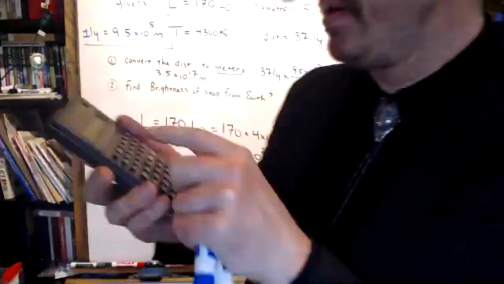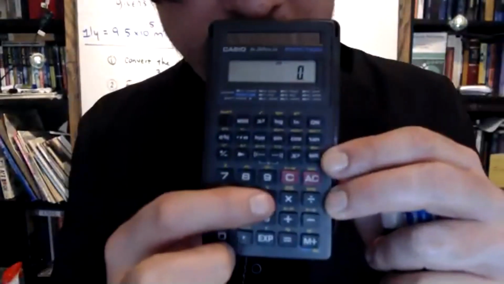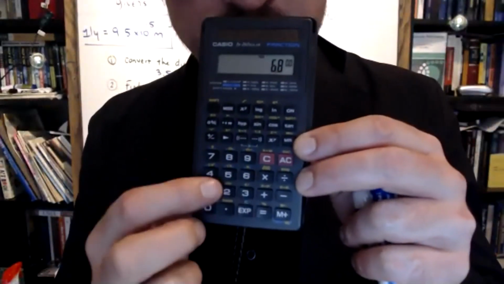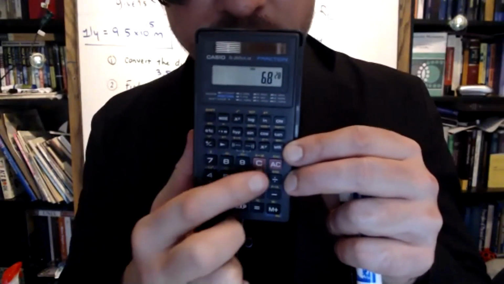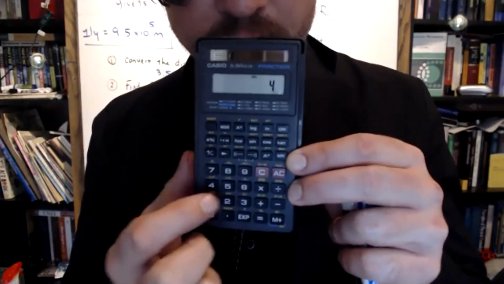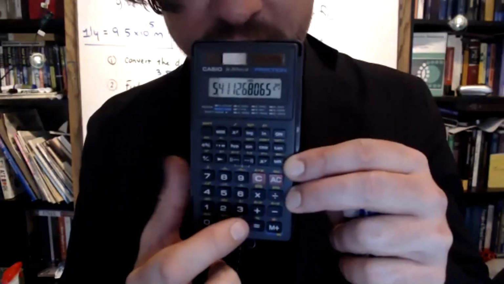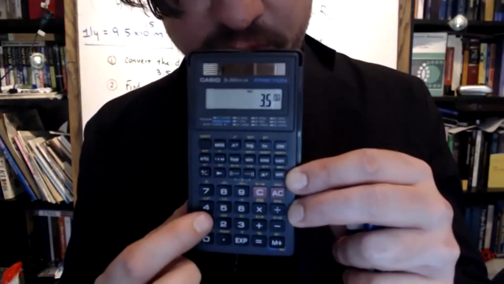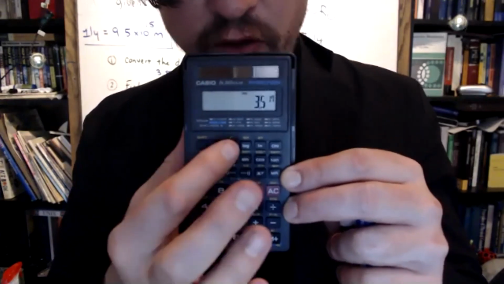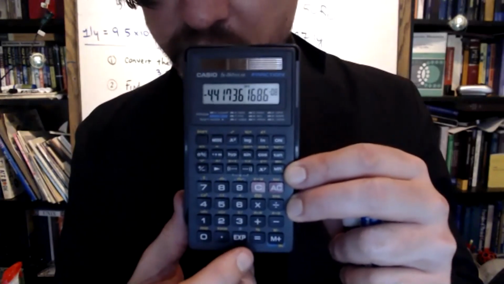Hold on. I need light. 6.8, EXP 28. Divide by 4. Divide by pi. Divide by 3.5, EXP 17. Square that. Now equals. How did I get a negative? Well, I hit a negative key in there.